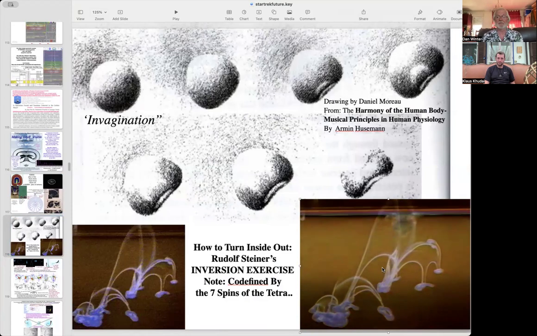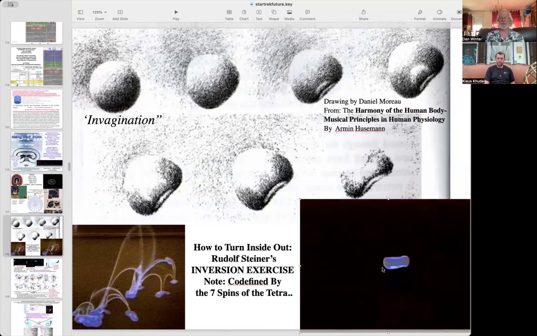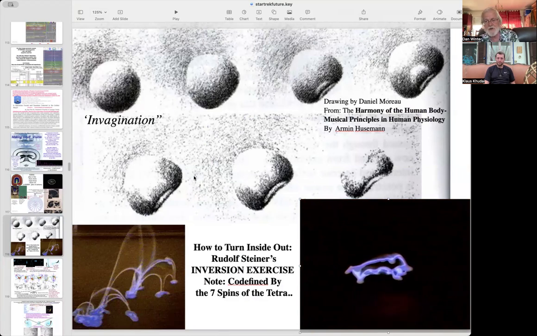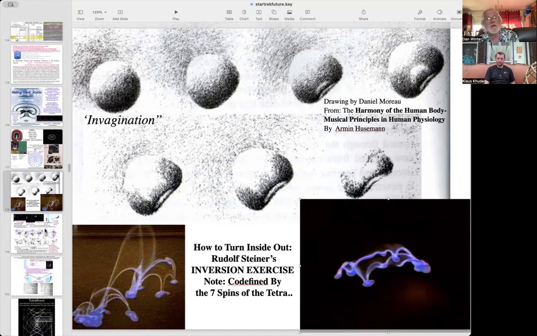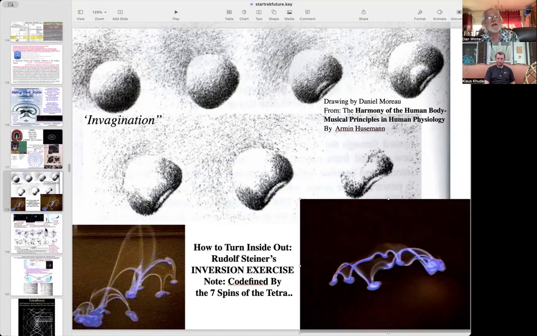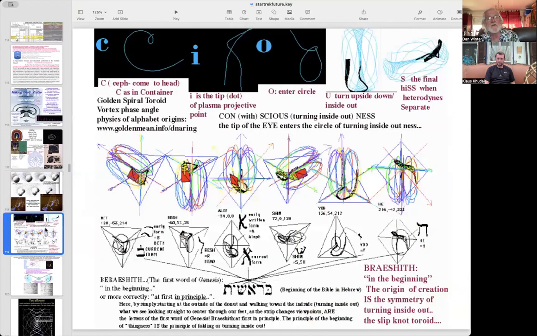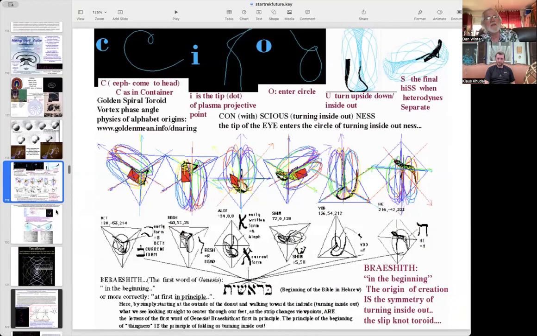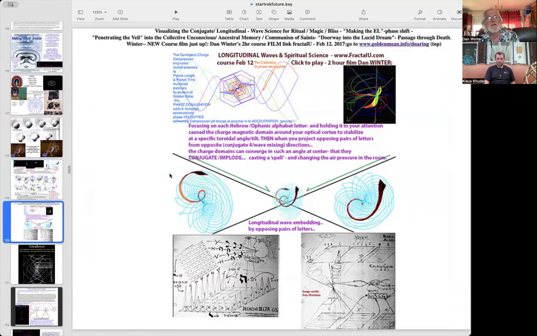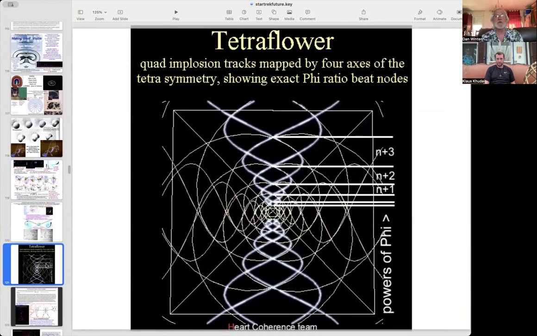And there are 7 stages of invagination in the Steiner work, and you see that the donut self-organizes into 7 smaller donuts, which is the physics of the 7 spins of the tetra, which is all about the origin of heart muscle and Hebrew. See 7arrows.net. So the actual self-organization of the 7-color donut, and this is the physics of Hebrew, is about opposing pairs becoming implosive. And you've seen these slides before. So this was the key slide.